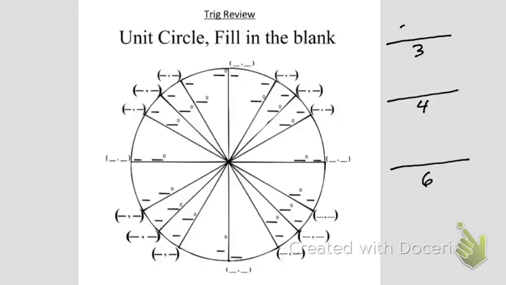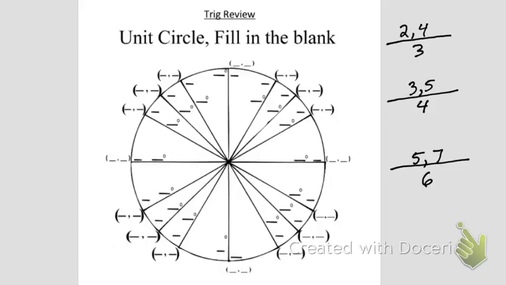If my 3 is in my denominator, I'm going to put a 2, 3, 4 on top of it. It goes 2, 3, 4. For 4, it's going to go 3, 4, 5. And for 6, it's going to go 5, 6, 7. That is half of all of our radian values right there.